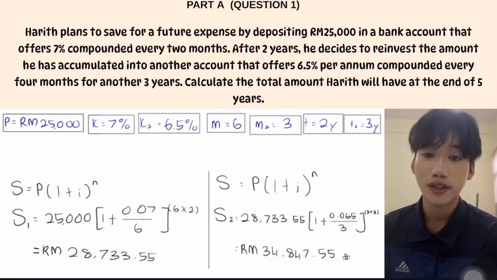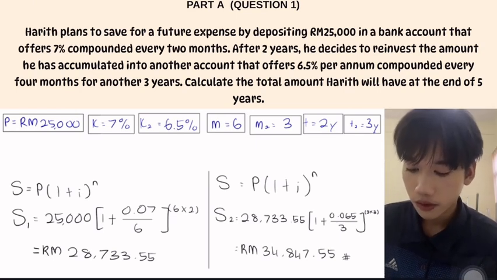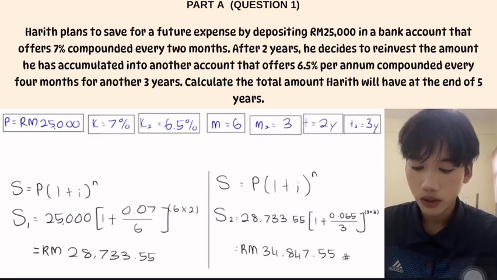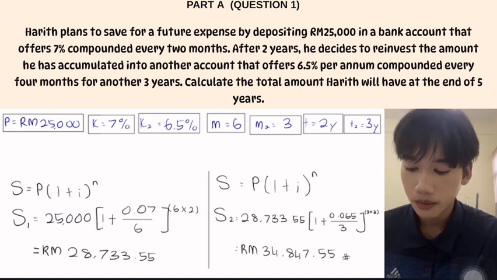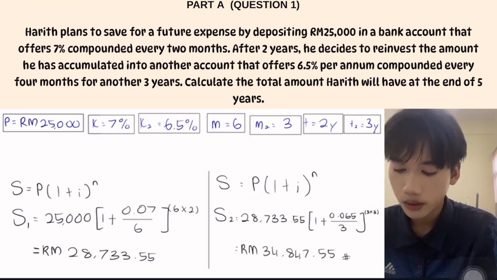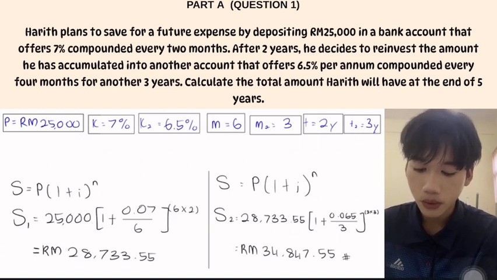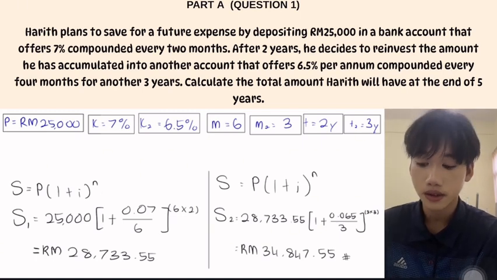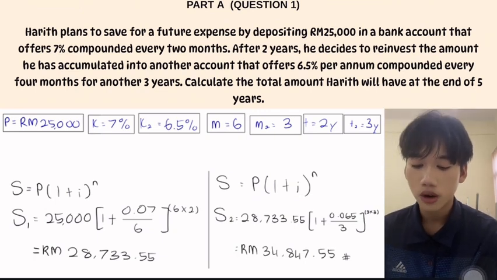Let's look at question 1 in part A. Harith plans to save for future expense by depositing RM25,000 in a bank account that offers 7% compounded every 2 months. After 2 years, he decides to reinvest the amount he has accumulated into another account that offers 6.5% per annum compounded every 4 months for another 3 years. Calculate the total amount Harith will have at the end of 5 years.